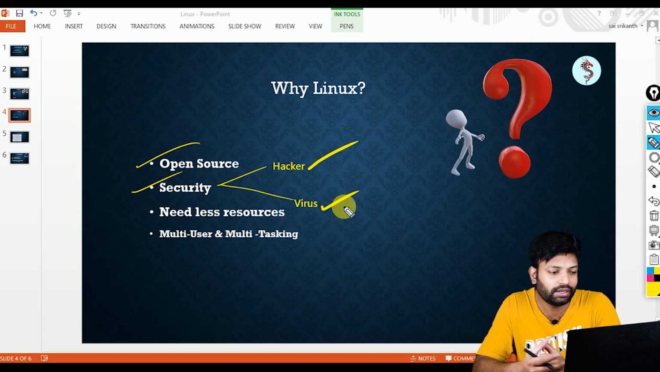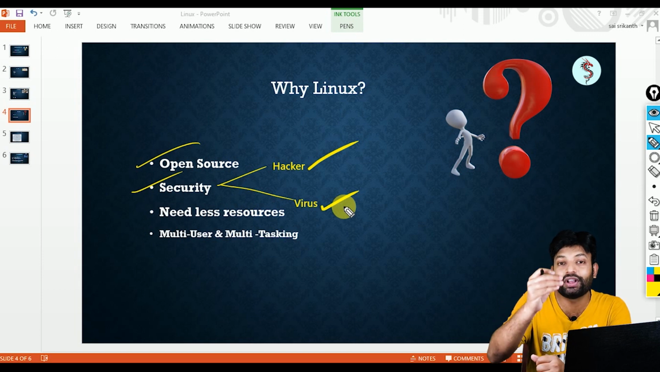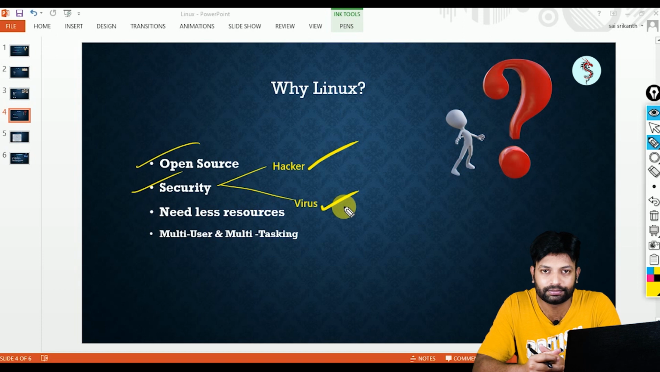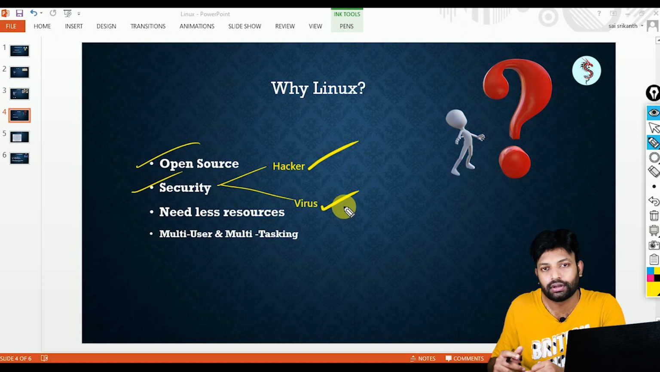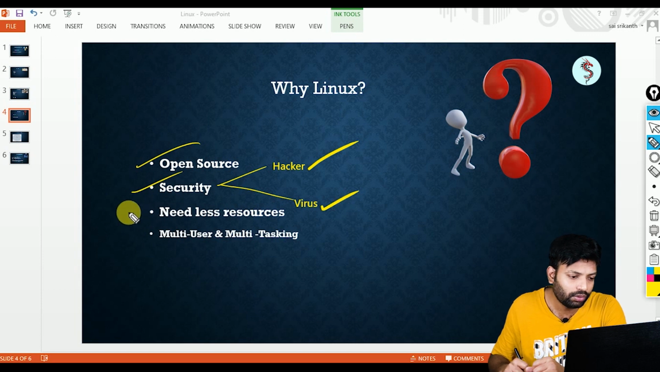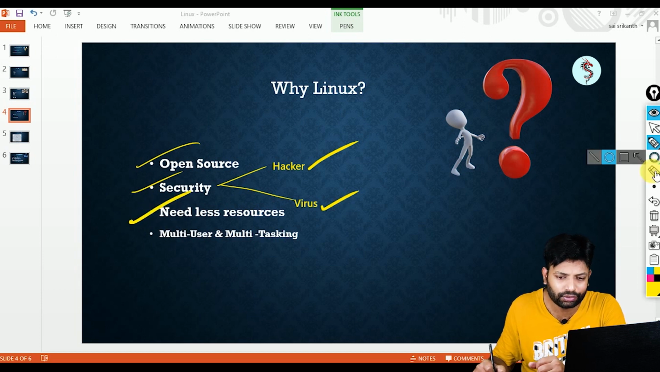Got it? So again, in security we have two advantages. One is hackers. Compared to Windows, hacker attacks on Linux are very few. Same virus, here also virus attacks will be there, but that virus will not affect your Linux machine. Understood? That's the second reason why people are going with Linux. Now coming to the third one, less resources.